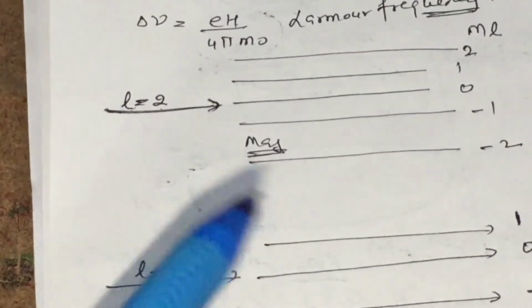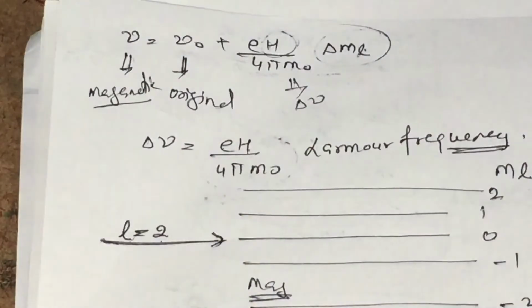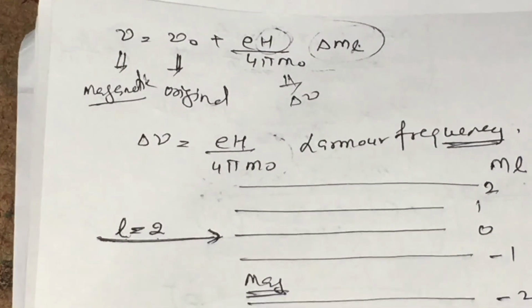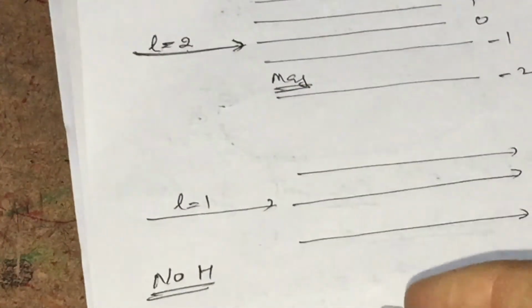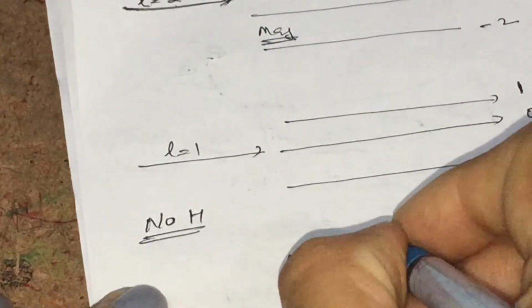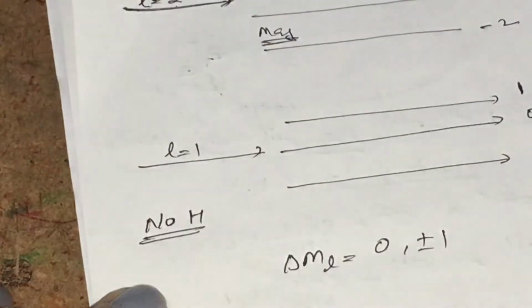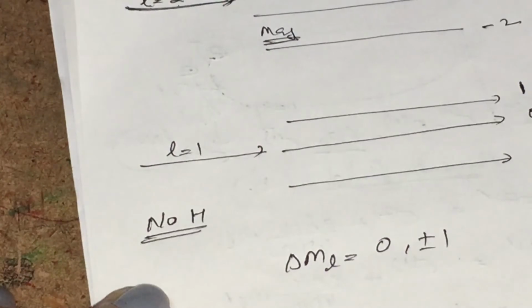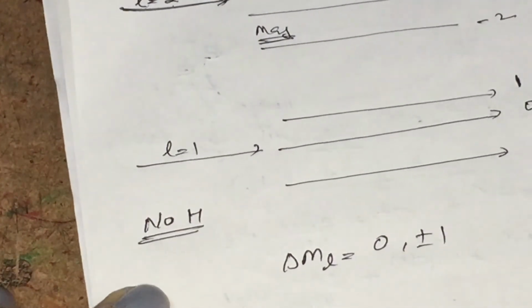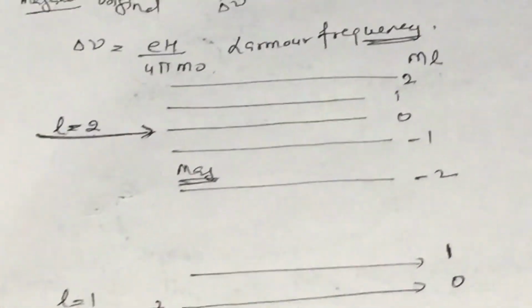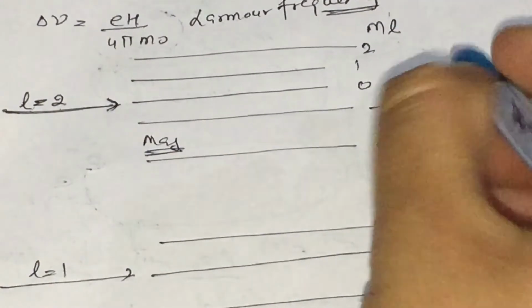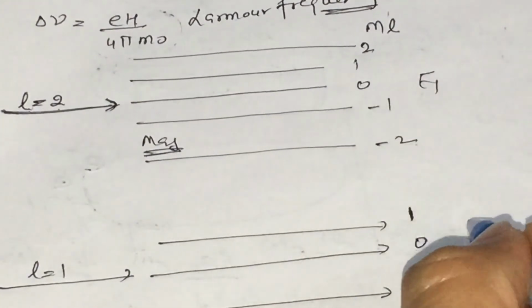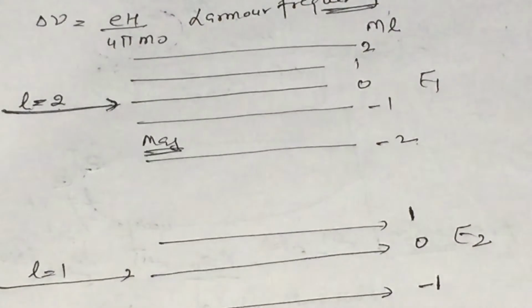In our expression, there is a change in our magnetic quantum number, and here the selection rule is that ml will change by 0 or plus 1 or minus 1. It means there are only 3 possible changes in the value of ml. These are the values of ml for our first state, and these are the values for our second state.